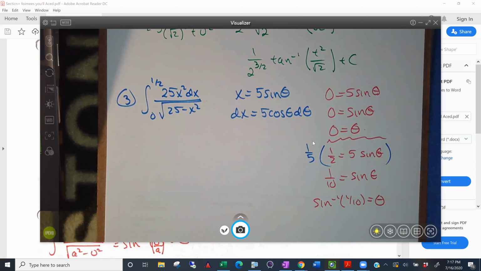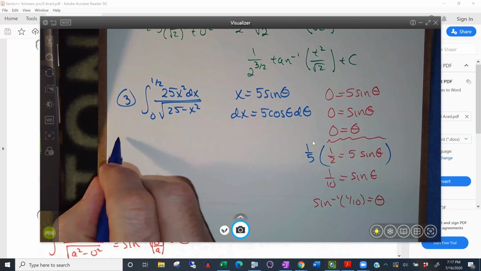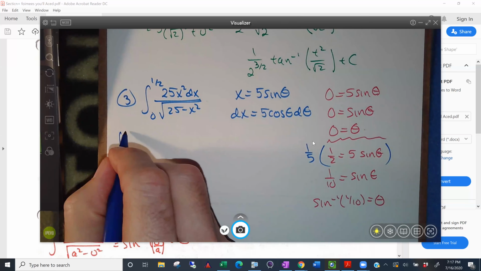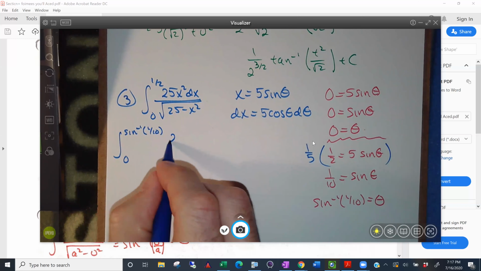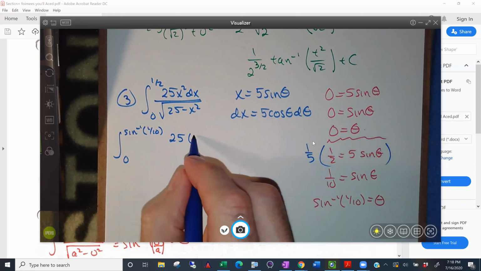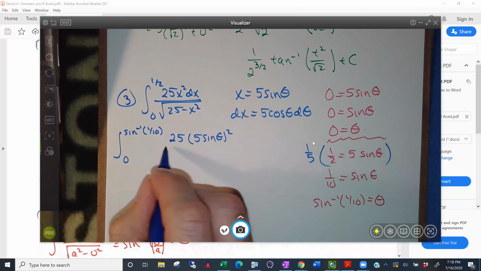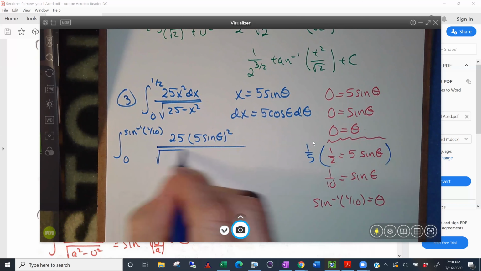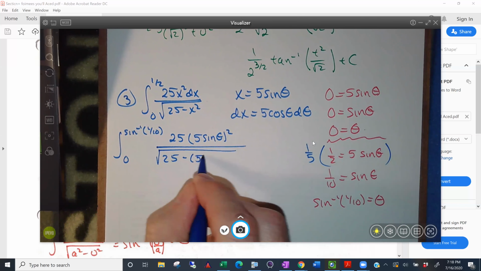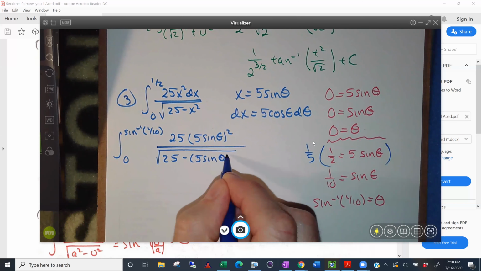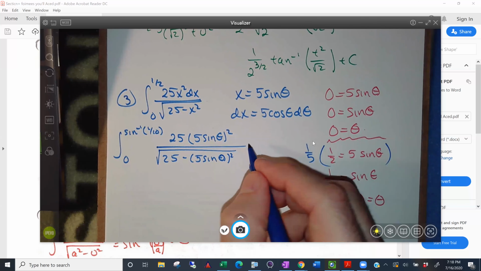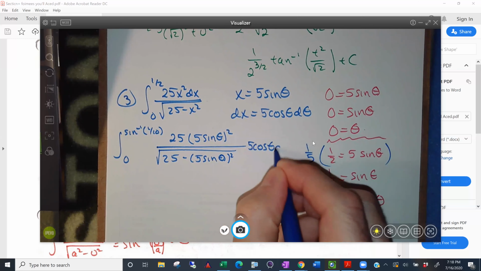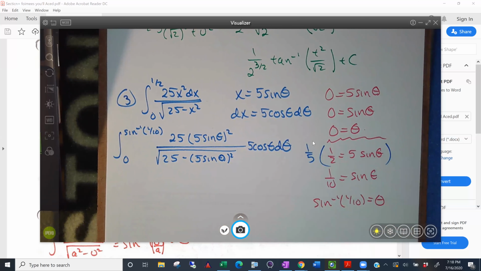Okay, let's finish off our substitution then. So that's going to be the integral from 0 to the inverse sine of 1/10 of 25 times (5 sine theta) squared over the square root of 25 minus (5 sine of theta) again squared, and then dx gets replaced by 5 cosine of theta d theta. So let me put that here, 5 cosine of theta d theta. So a lot of things to simplify here. Let's see if we can't do that.